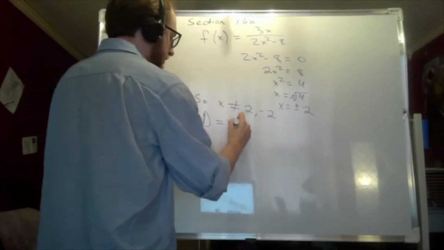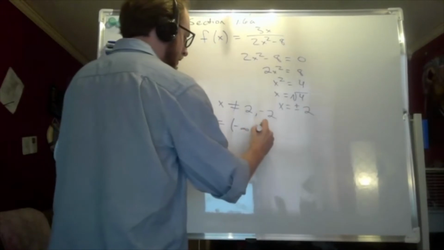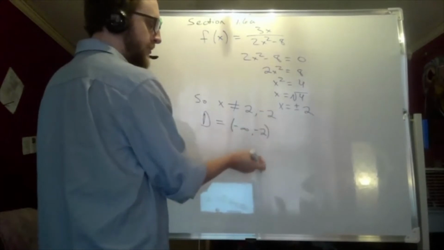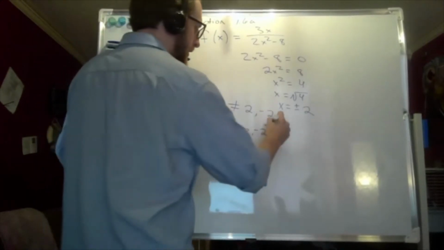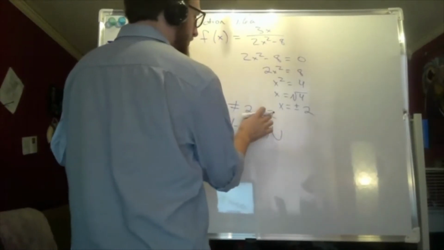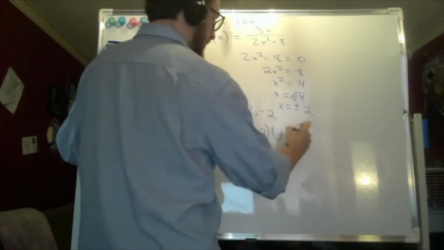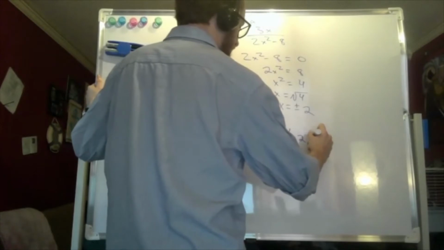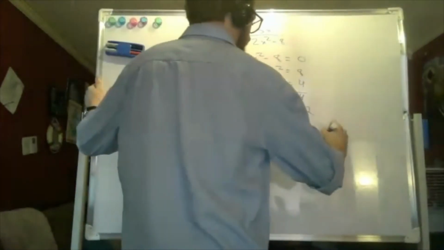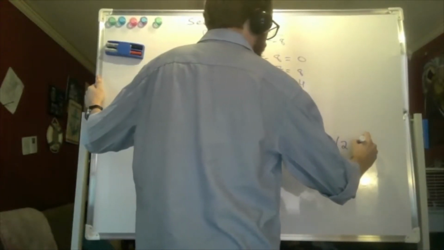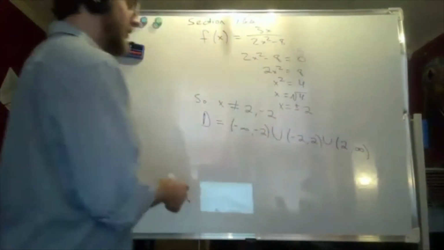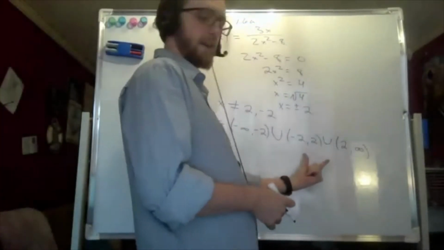So I can plug in any negative number up to -2. I can't include -2, so I do a soft parenthesis instead of a hard bracket. Union, that means I'm including multiple sets here. Now I can plug in any number between 2 and -2, so long as I don't plug in those numbers. So I've got, again, soft parentheses. And then we union from 2 up to positive infinity, because I can plug in any positive number larger than 2. And that's it. That's our domain.